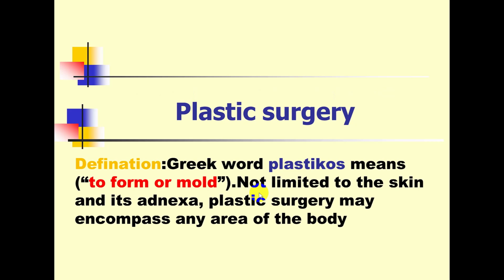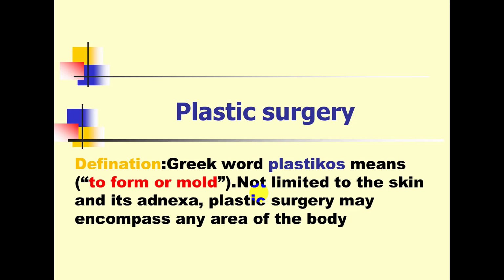Second part of the first lecture: the basic principles of plastic surgery. What are the elements when we have a wound, and what are the basic principles for plastic surgery? What do we mean by plastic surgery? The term plastic comes from the Greek word plastikos, meaning to form or to mold. There is no limit to the skin.